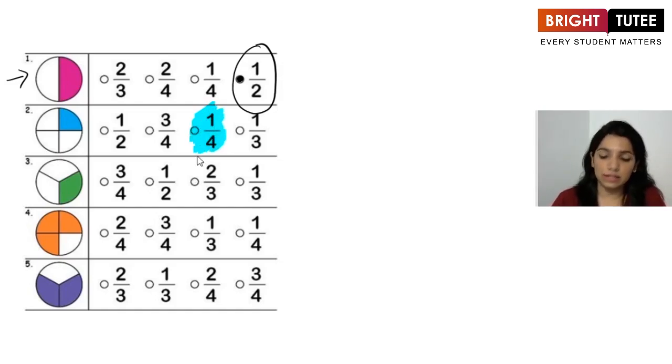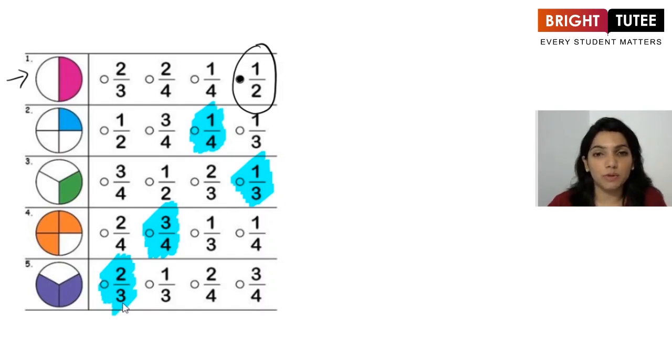1/4. Right? The next one, how many parts do you see in a circle? We have total 3 parts, and out of them, how many do you see colored? Just 1. So 1/3 is the correct answer. The fourth one, how many parts? 4. How many are shaded? 3. So the correct answer is 3/4. Now coming to the last one, how many parts? 3. How many shaded? 2. So the answer is 2/3. I hope you have understood how we are required to read the fraction depending upon the given image.